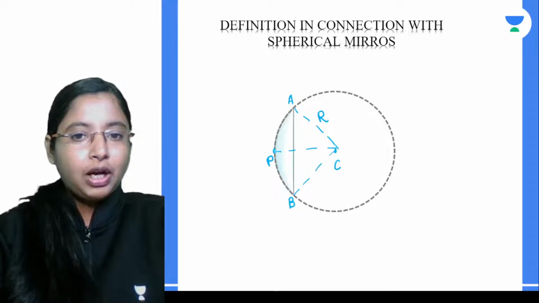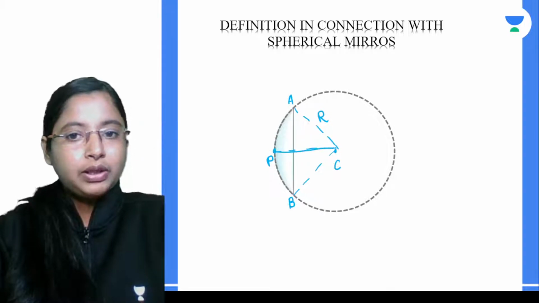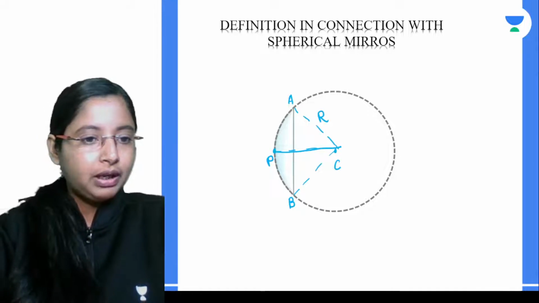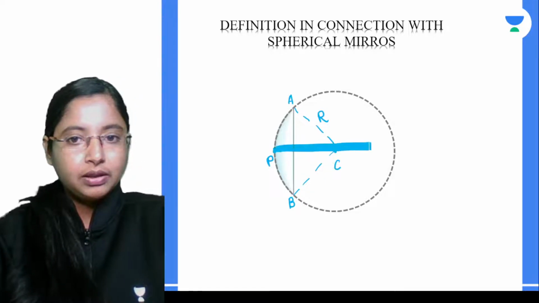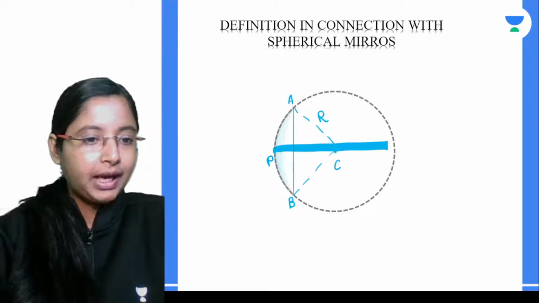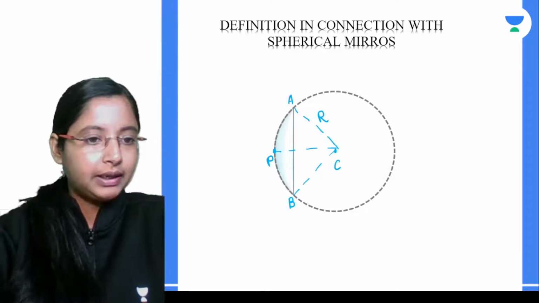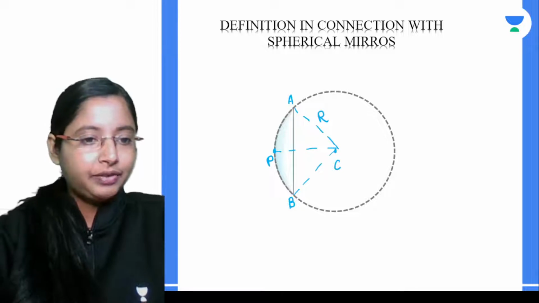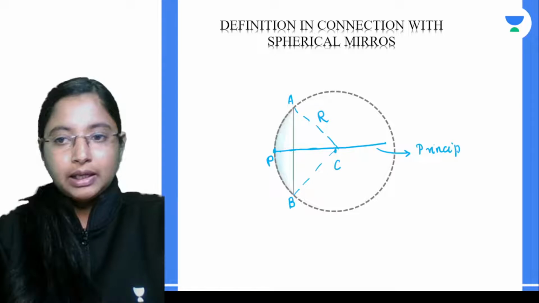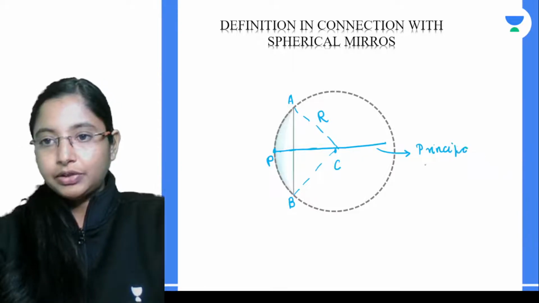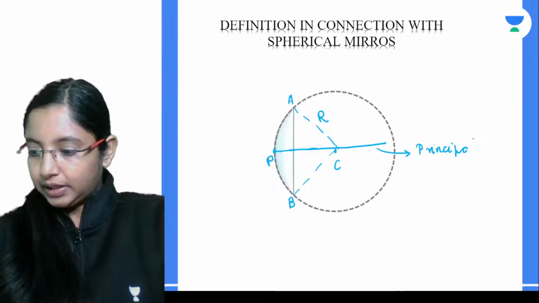Now, if you draw a line connecting the pole with the center of curvature, this line becomes our principal axis. If you take the line connecting the pole and the center of curvature of the mirror, then this line becomes the principal axis.